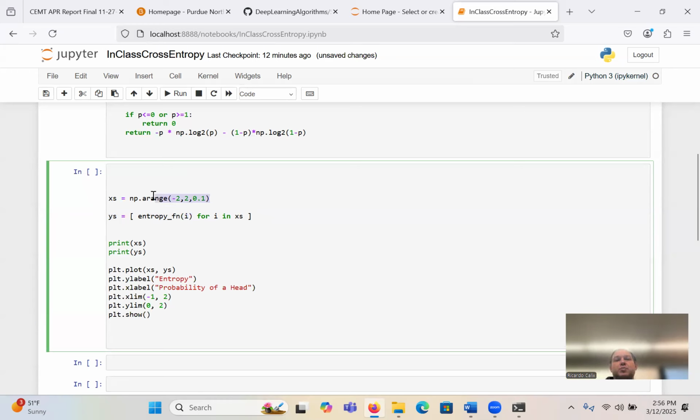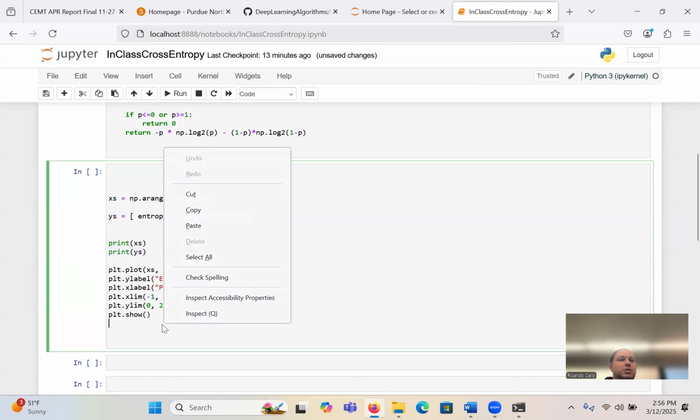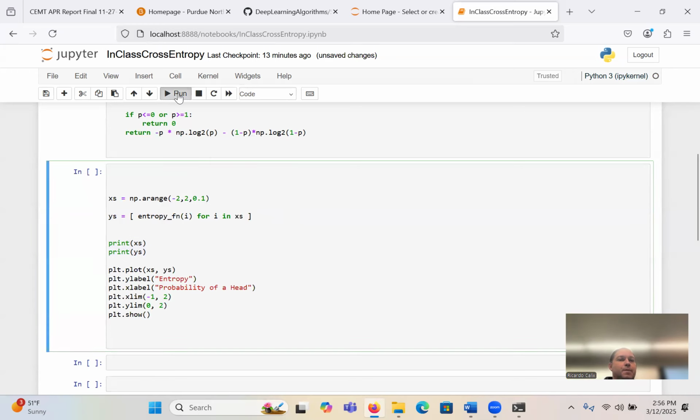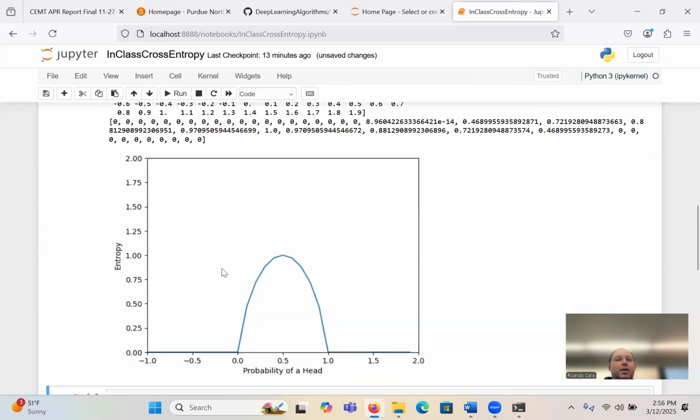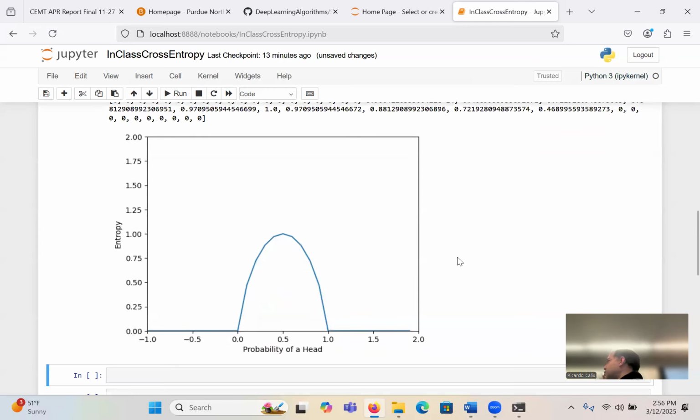Remember, these are essentially probabilities. So the probabilities between 0 and 1 will go here, and we will just calculate the corresponding entropy. That's it. And then after that, I have my X and my Y, and I just plot it. Everything else here is just using matplotlib and labeling things. So let's go ahead and do that. All right, and here we are. So that's what the entropy function looks like. Not the loss function, because we're not there yet, but the entropy function.